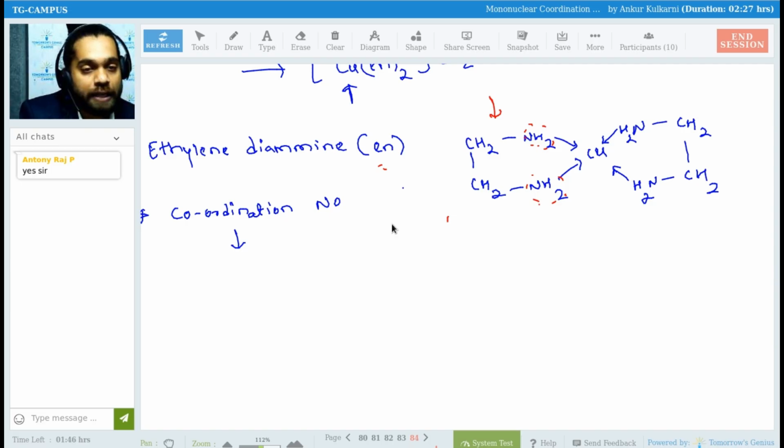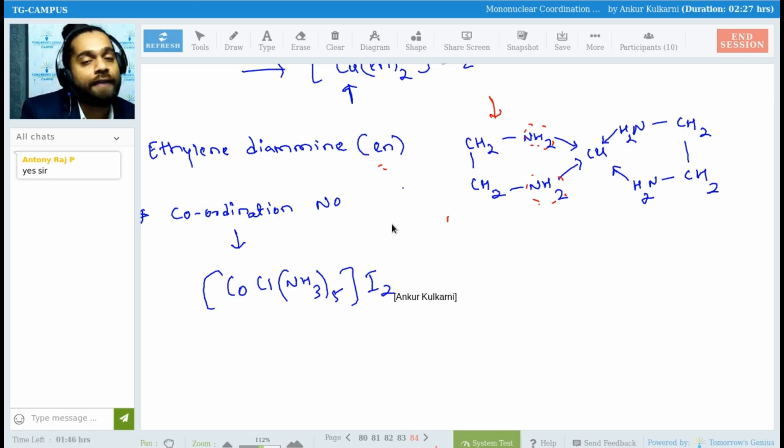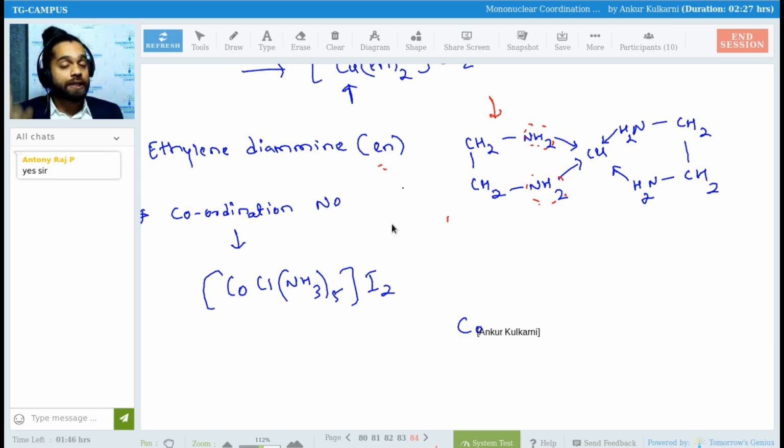For example, look over here. Suppose I have the last example we took. We had taken cobalt. So let us say I have cobalt, Cl NH3 5 I2. This was our example. So if I ask you what is the coordination number of central atom cobalt, you have to see how many directly attached ligands, not the counter ion, are present and how many bonds they are forming. So the total number of bonds will be your coordination number. Are you getting it, everyone?